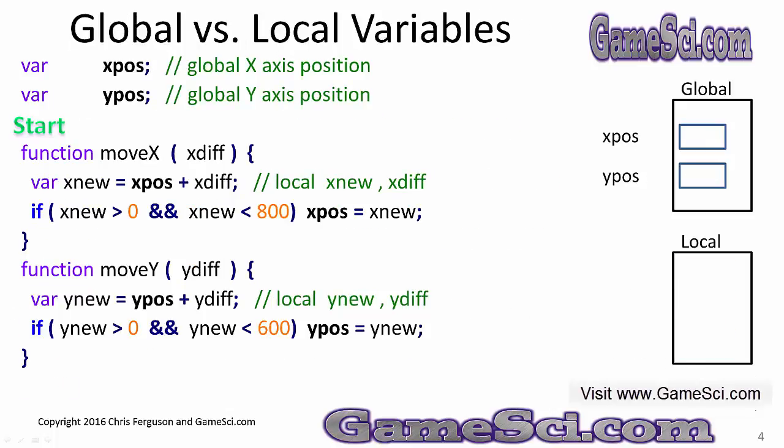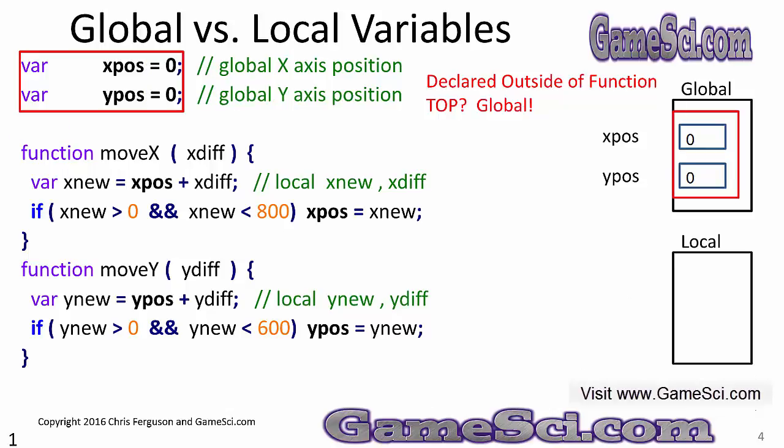Global versus local variables. Now that we're getting into this idea of functions, we have to worry about something called global variables. Global variables are declared hopefully at the top of your code, and they're used throughout all the functions. Local variables are declared inside of functions, and they are owned, controlled by, and only used by that one function. So let's look at the difference between global and local variables here.